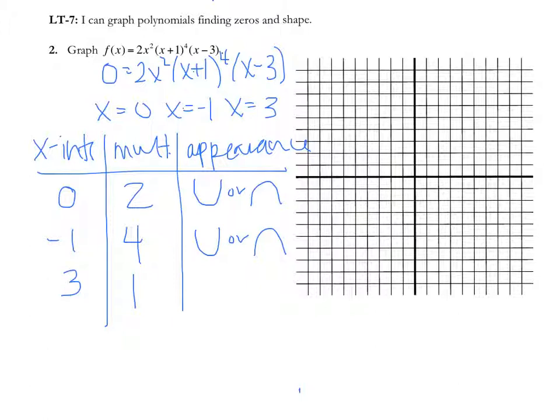However, for the x-intercept 3, we have a multiplicity of 1, and when we have a multiplicity of 1, our graph is just going to sort of go straight through near the x-axis. So our graph will look like one of those two possibilities here.